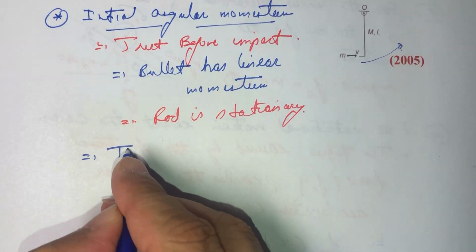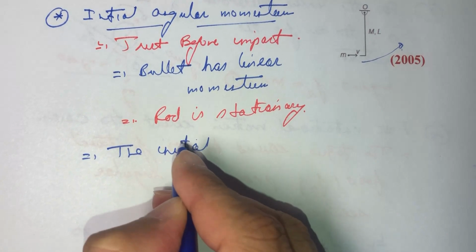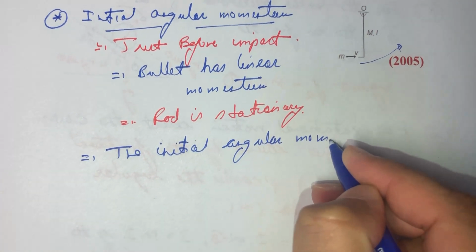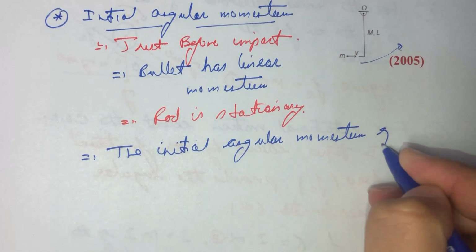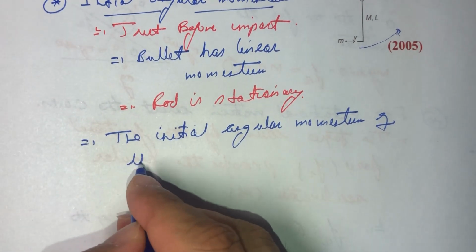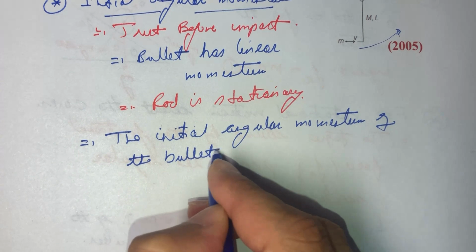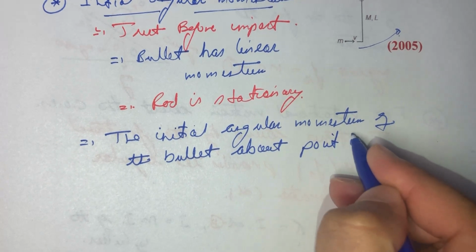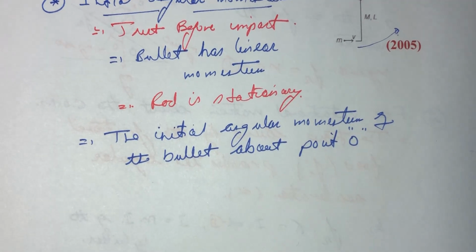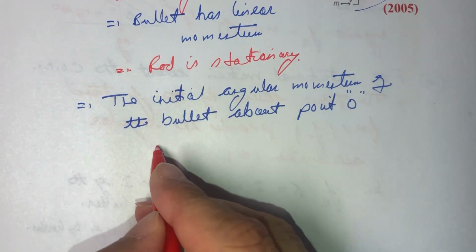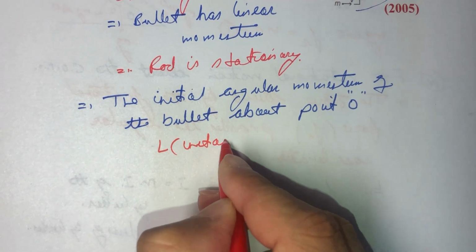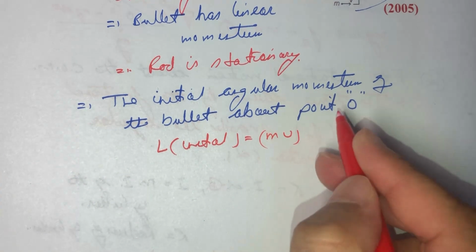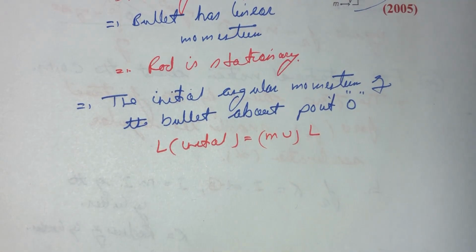Therefore, the initial angular momentum of the bullet about point O, let us suppose we write this as L initial, will be given as mv multiplied by the length of the rod, which is capital L.